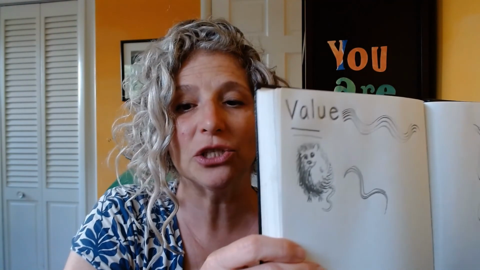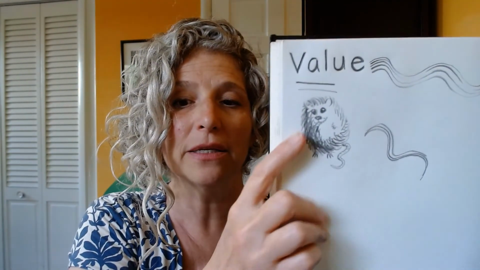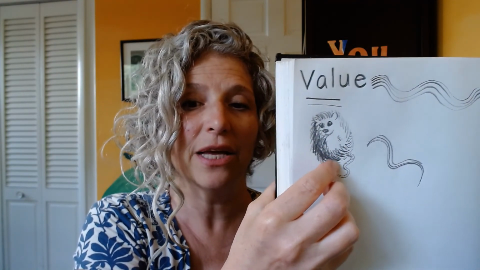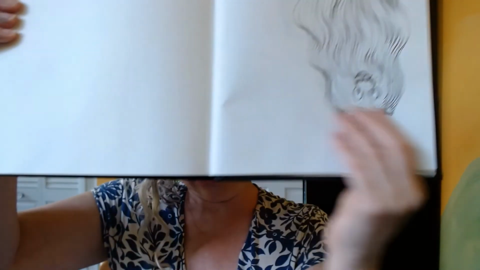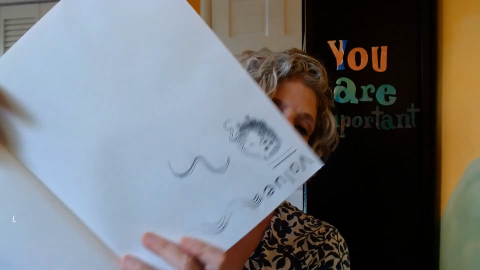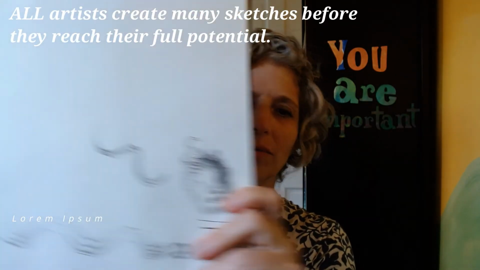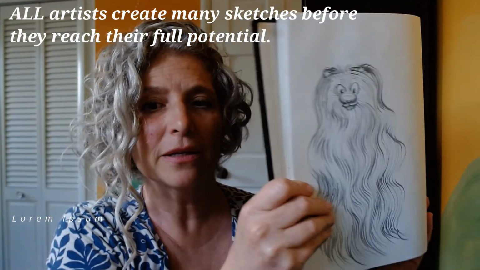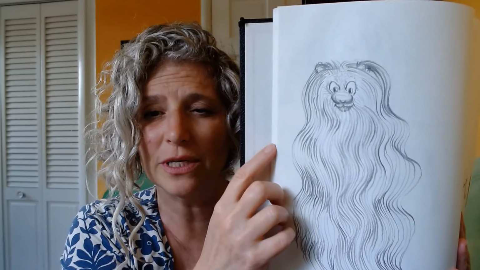So change the pressure. And you can put more lines on one side than on the other to create a change in value. Like this little guy is darker on this side and lighter on this side. Just do some sketches like Leonardo and Garth Williams did. Here's my, whoop, silly me. Here's my little hairy creature. So I want you to experiment.